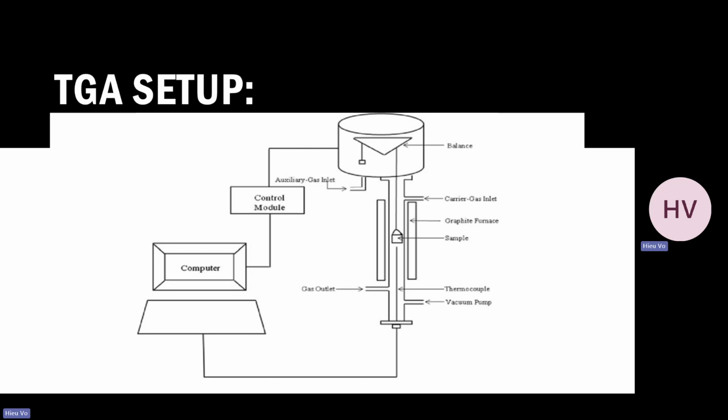The sample will be placed between the carrier gas inlet and the thermocouple. The balance is also a main point of this setup. It measures the weight of the sample as the temperature increases. All of this will be connected to the computer and the control module to run the analysis.